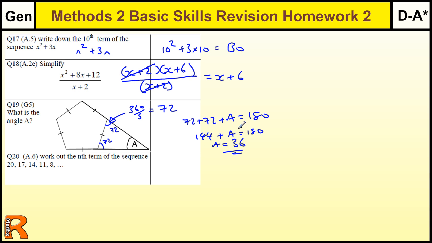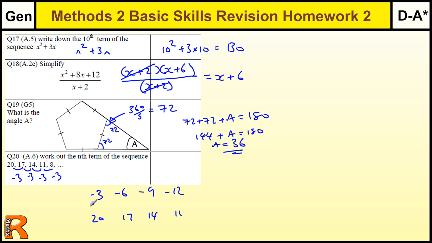Question 20, work out the nth term of this sequence. So this sequence is going down by 3 each time, so it's based on the -3 times table. If we write down the -3 times table, -3, -6, -9, -12, and so on, and we're trying to get to 20, 17, 14, and 11, and so on.